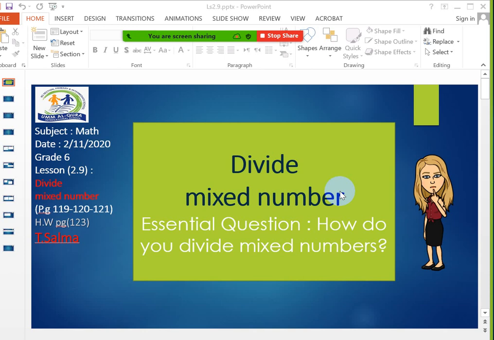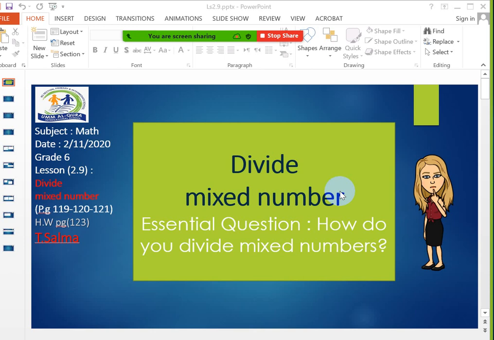How to divide mixed numbers. You remember yesterday we talked about mixed numbers, and the way that we talked about how to find the answer for this division was very hard for you, using a model to find the division.